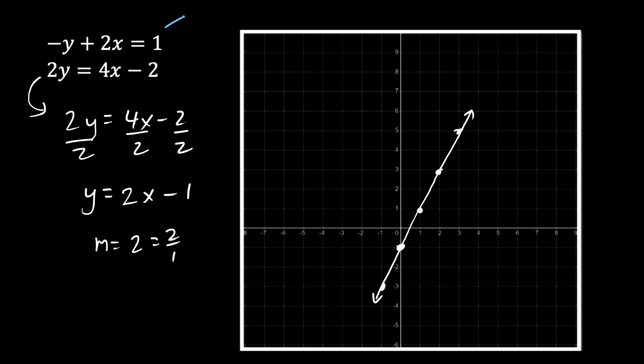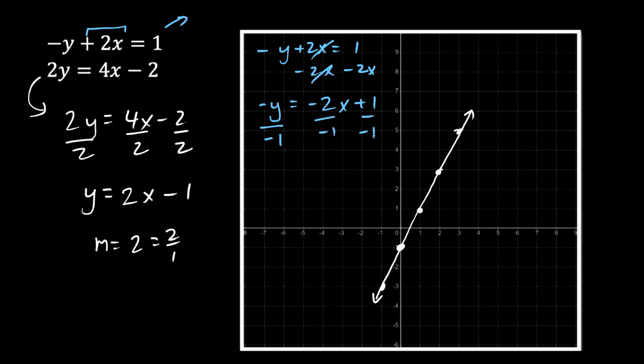Now let's take a look at our other equation. So in this case, we're going to have to get rid of this plus 2x. Let's go ahead and write it here. -y plus 2x equals 1. So we're going to subtract 2x from each side. And in doing that, we have -y equals, those are gone, and we have -2x plus 1. We have to take care of this negative sign. So what we can do is divide both sides by -1. And again, we distribute. So we are left with y equals 2x and then -1.